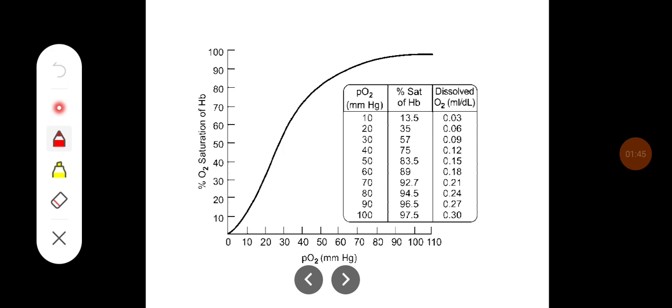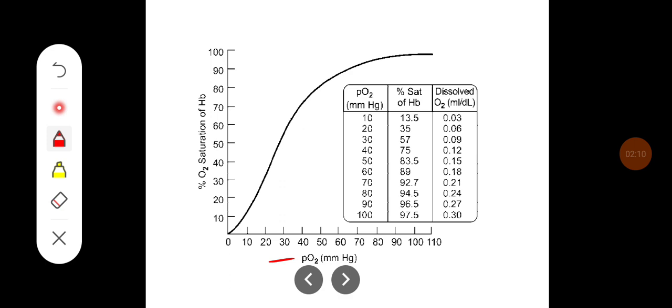So this is the hemoglobin oxygen dissociation or association curve, where it shows the relation between the partial pressure of oxygen with the saturation of hemoglobin. You can see the binding nature of oxygen with hemoglobin is going to vary at different levels.